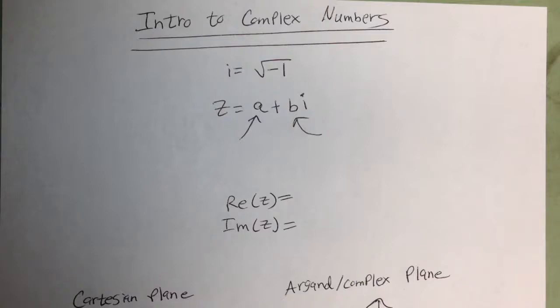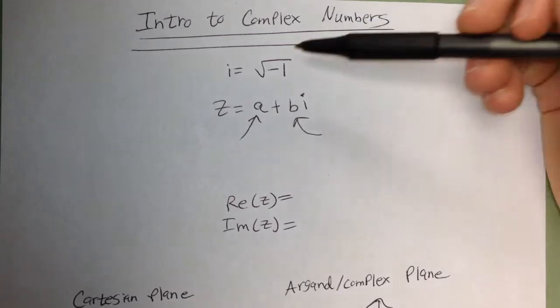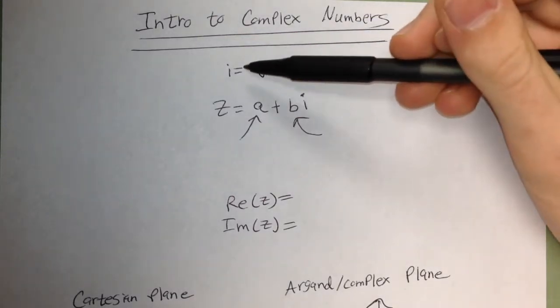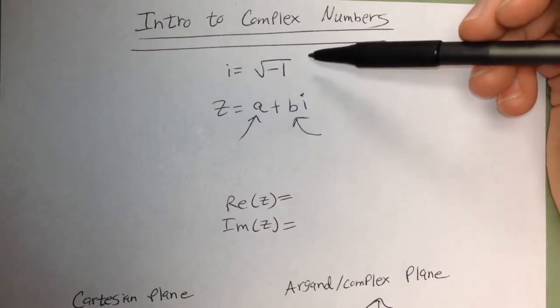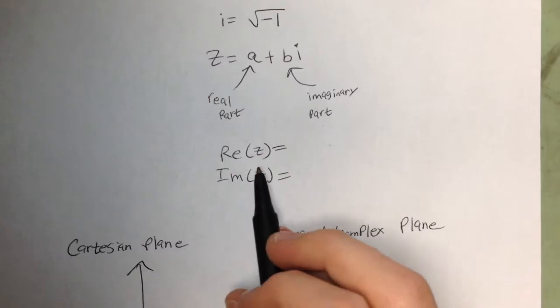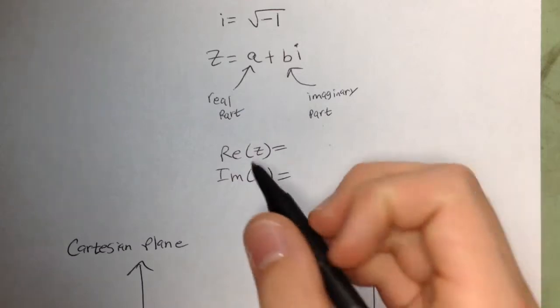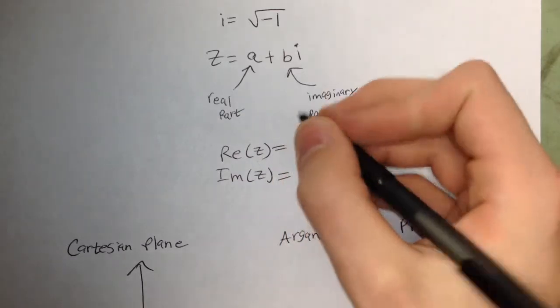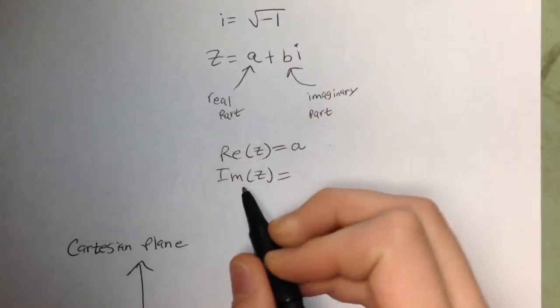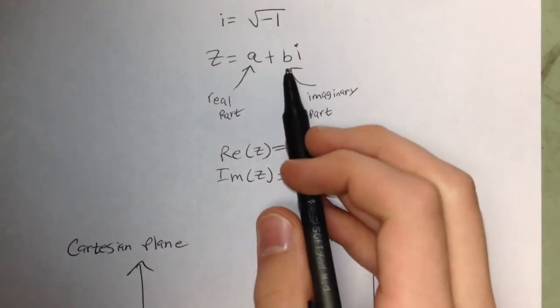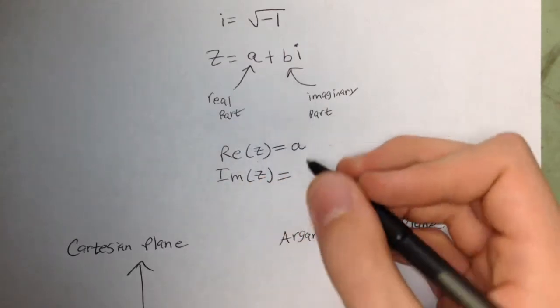So this is going to be an extremely brief introduction to complex numbers, but basically complex numbers are going to be any number that includes i, which is equal to the square root of -1. When you see this notation, this just means that the real part of the complex number z is equal to a, and the imaginary part of this complex number z is equal to b.